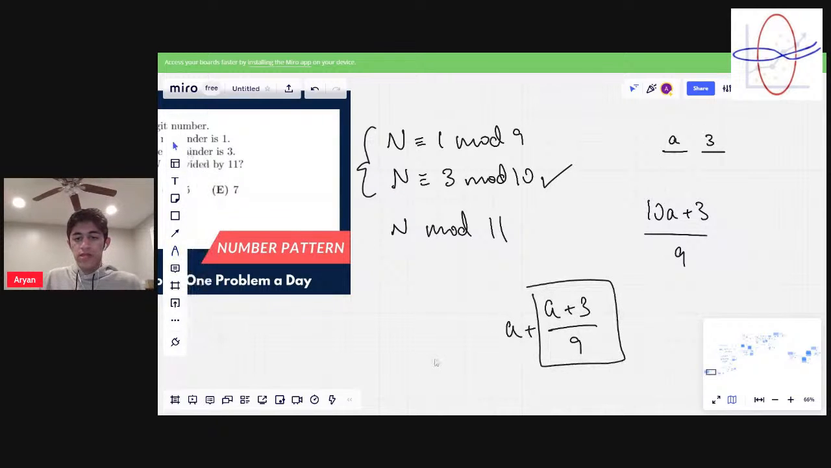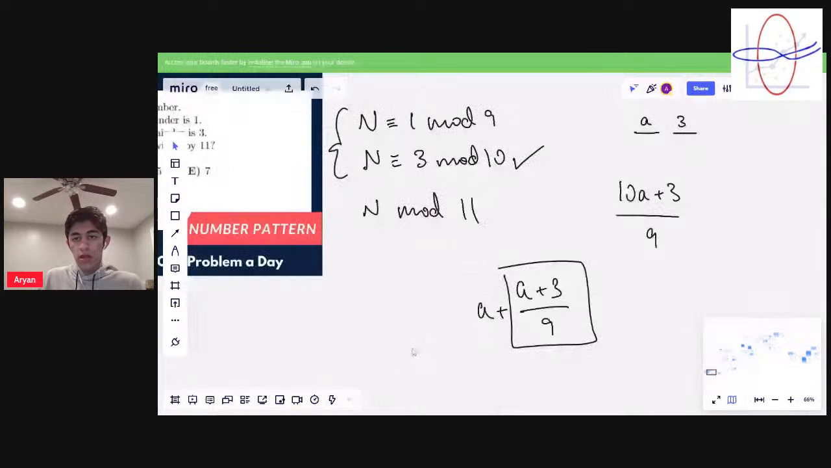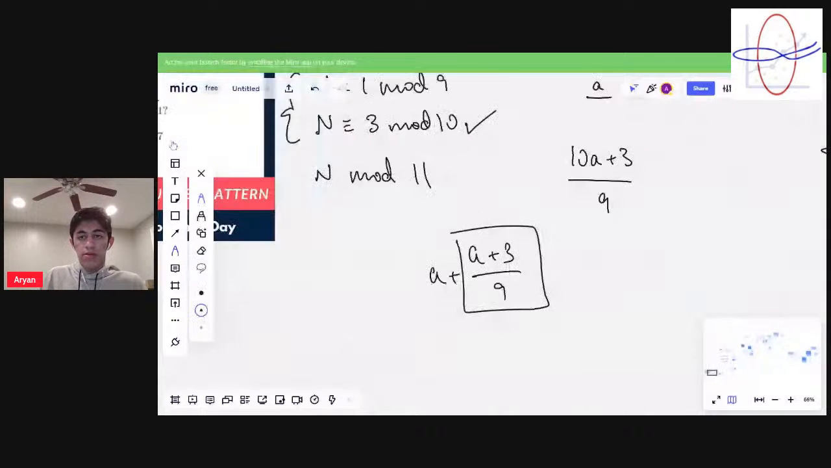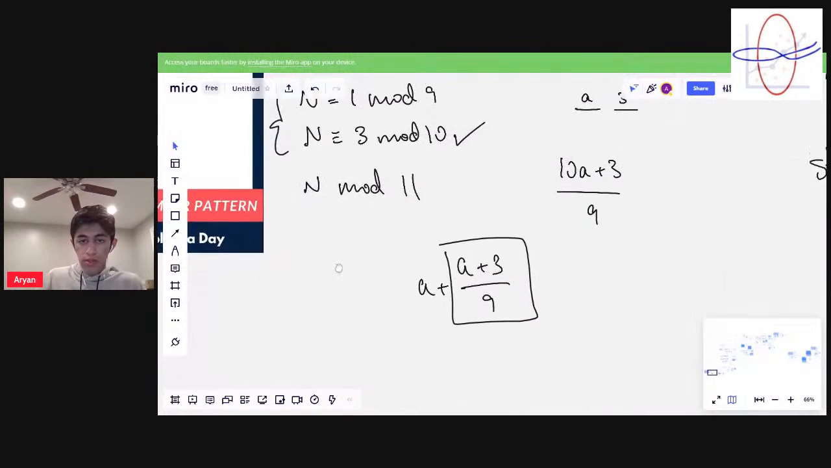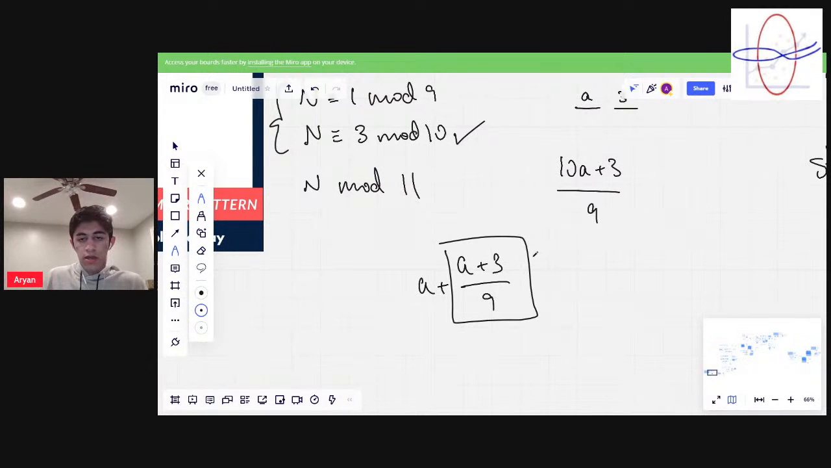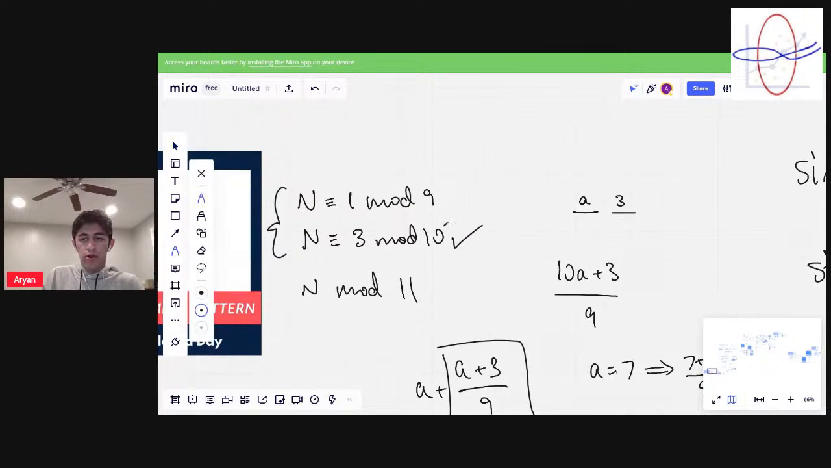And now if we need this to be 1, that means that we need to make this value a plus 3 over 9 leave a remainder of 1. And that is satisfied when a is 7, right? Because you get 7 plus 3 over 9 is 10 over 9, which is a remainder of 1. So 73 would be our value for n, 73.